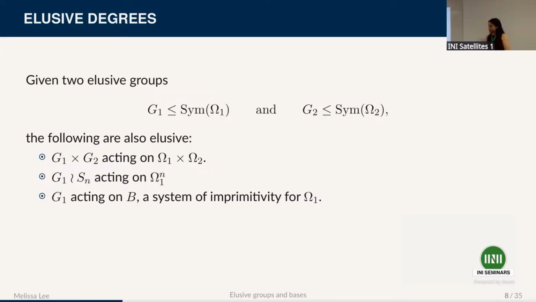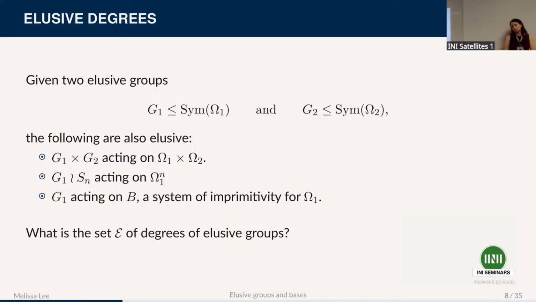Now, there are a few nice constructions, as you can see here, that given two elusive groups, or even just one, you can make a new elusive group. So, for example, this first one here, if you have two elusive groups, G1 and G2, acting on omega 1 and omega 2, then the direct product acting on the direct product of those sets is also elusive. So you can see that the set of elusive degrees is closed under multiplication in particular. Okay. So yes, you can see we've got some other constructions there, but we'd really like to know what this set of degrees of elusive groups are. Let me show you some of the infinite families that we do know, apart from those in these constructions.